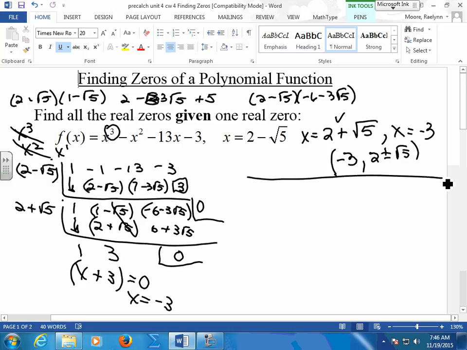Another way is this. Here's one root. Can we come back to a quadratic on this? What's the sum of these guys? If I add those together, remember you can add them in your calculator. If I add them together, what's my sum? 4. Let A equal 1. So what's B?